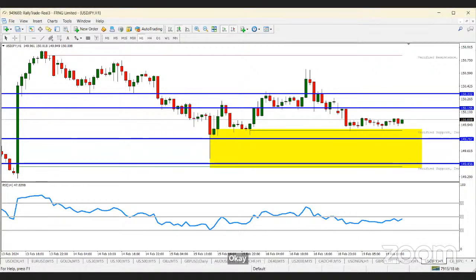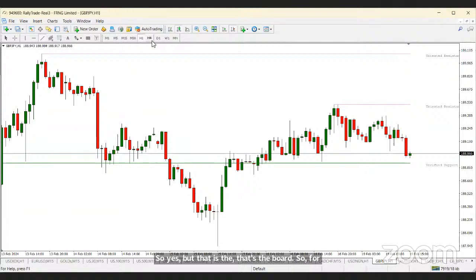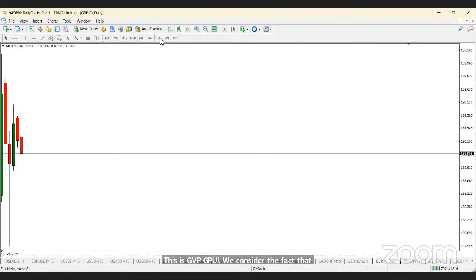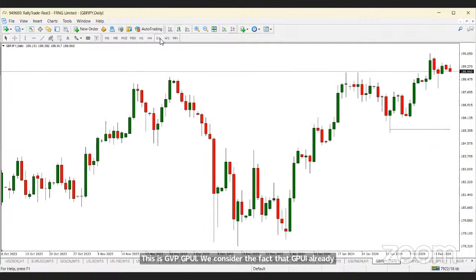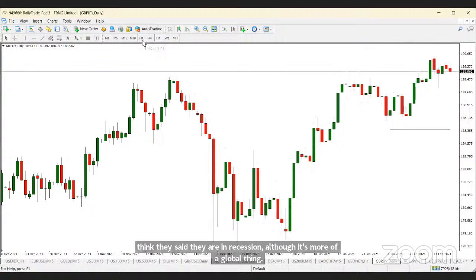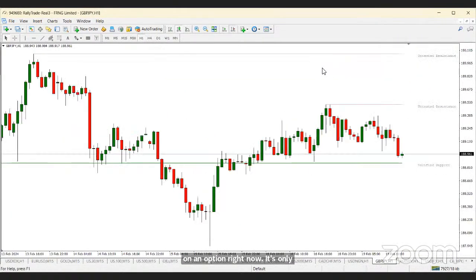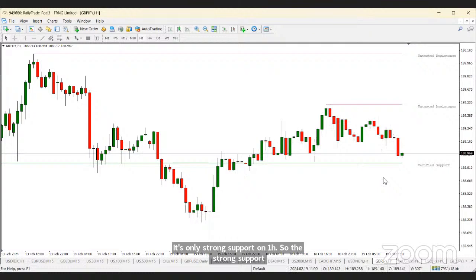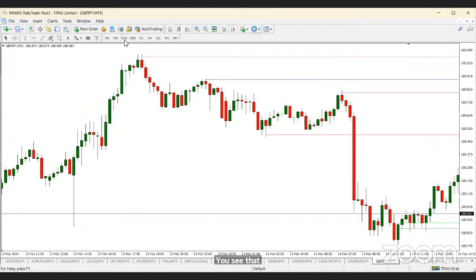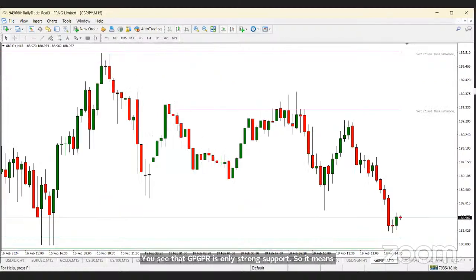Instead of that, let me also look at non-dollar pairs. This is GBP JPY. We consider the fact that JPY seems to be in recession, although it's more of a global thing. GBP JPY has been on an uptrend, and right now it's on a strong support on the 1 hour. Look at my chart, you see that GBP JPY is on the strong support, so it's very possible that we see price push up from this place.